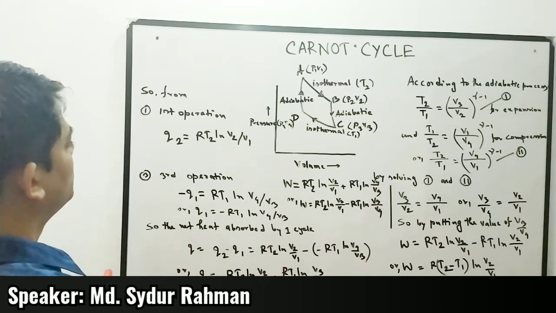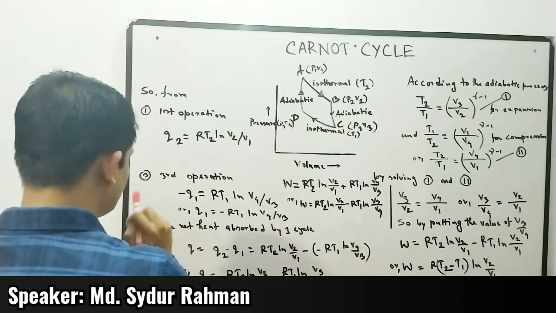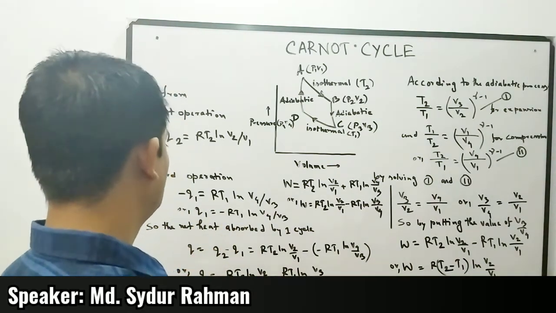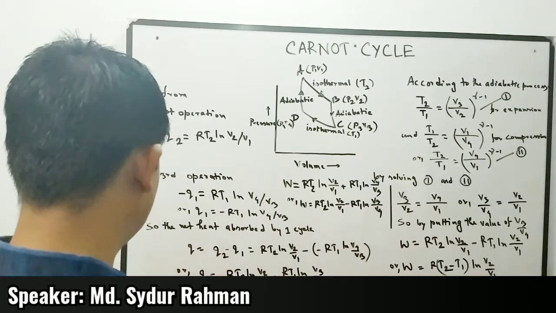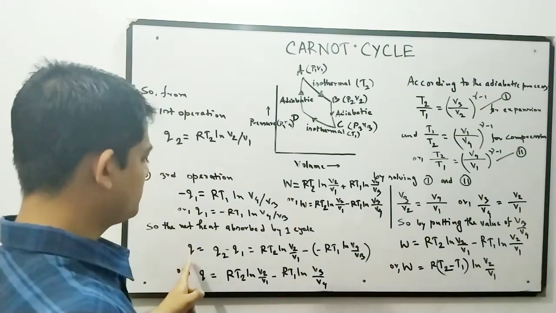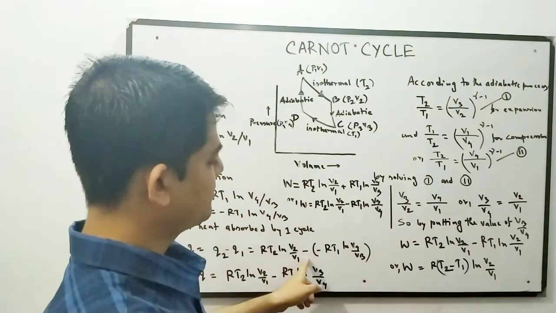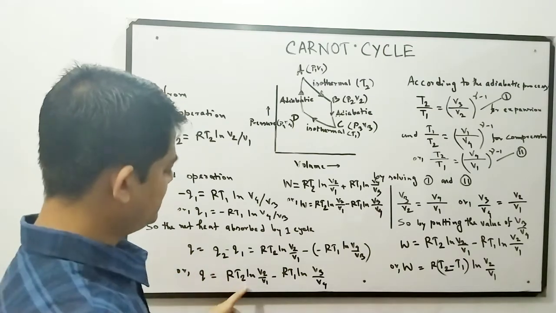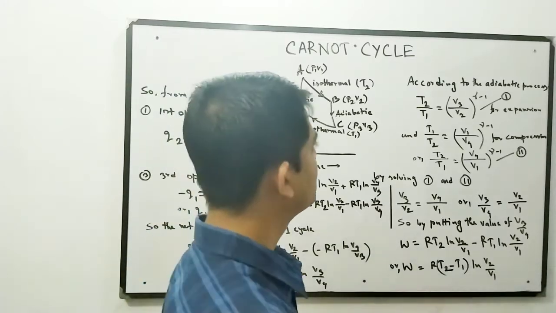From the first operation, we get Q2 is equal to RT2 ln V2 by V1, and from the third operation we get minus Q1 is equal to RT1 ln V4 by V3, or Q1 is equal to minus RT1 ln V4 by V3. So the net heat absorbed by one cycle, Q is equal to Q2 minus Q1 is equal to RT2 ln V2 by V1 minus RT1 ln V3 by V4.